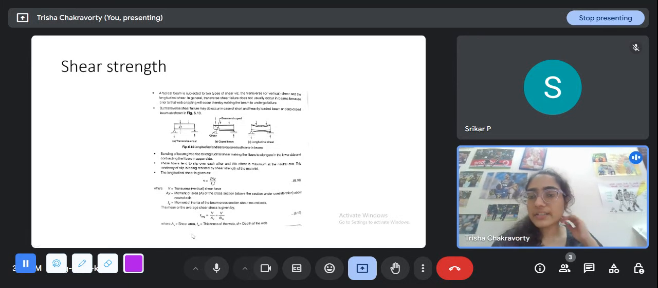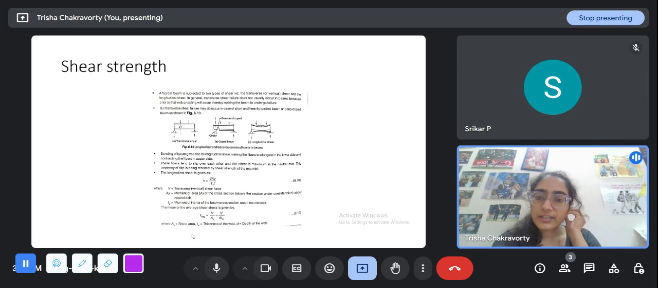And the shear strength has to be checked. A typical beam is subjected to two types of shear, that is the transverse or vertical shear and the longitudinal shear. In general, transverse shear failure does not occur in beams because prior to that web crippling will occur, making the beam undergo failure. But transverse shear failure does occur in the case of short and heavily loaded beams.